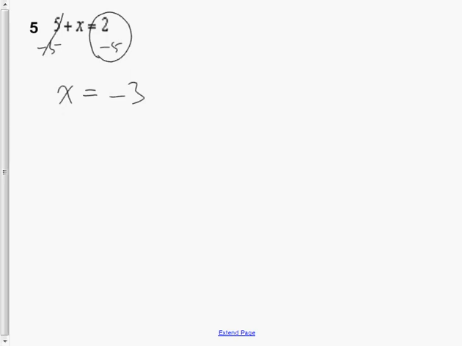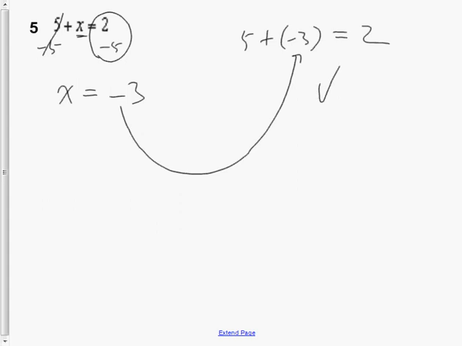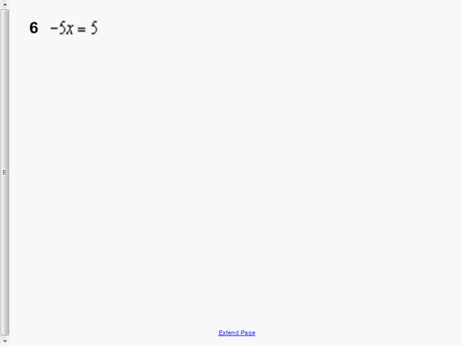So what you should do is then substitute what you have for your value of x where your x was and see if that's true. And 5 plus negative 3 is 2. So I validated my solution by substitution. In the second question, this says negative 5x.